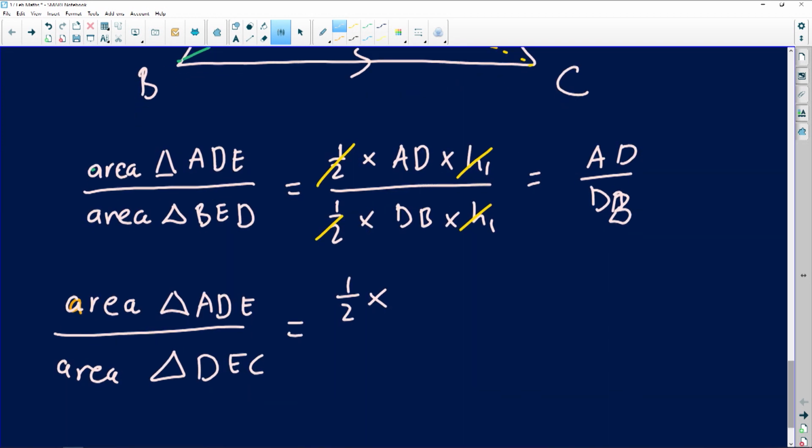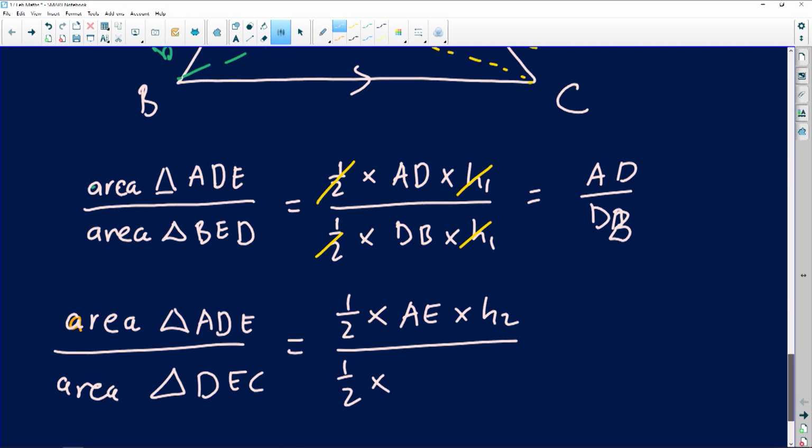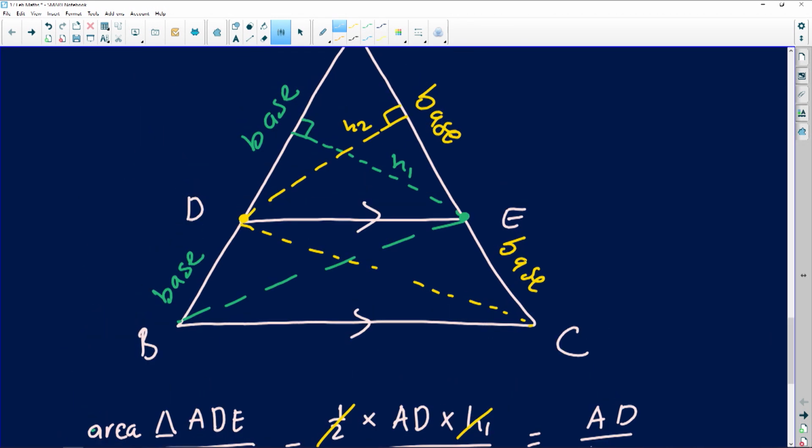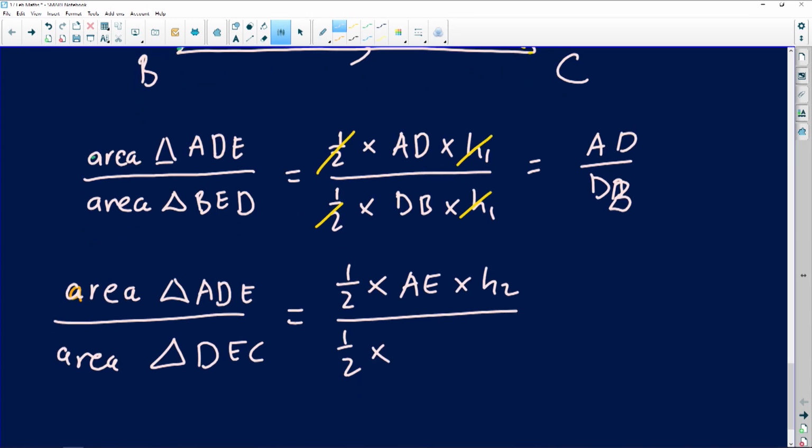So my base is going to be AE, so I'll write A and E here, multiplied by the new height, which is H2, divided by half times the new triangle I created at the bottom, which has a base of EC. The base of EC, not Eastern Cape, but EC. Please keep that in mind. So EC multiplied by H2. Once more, things will cancel out. Half cancels half. H2 cancels H2. We are left now with AE over EC.